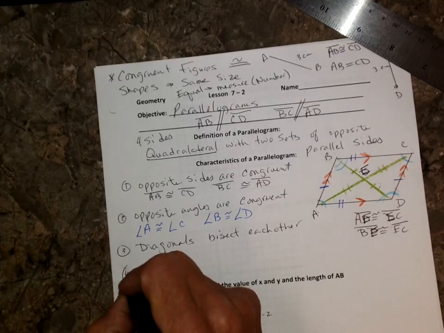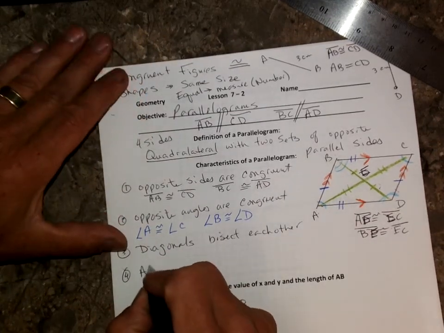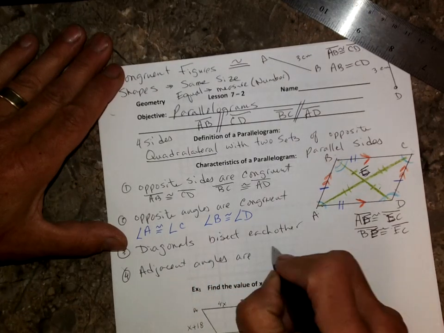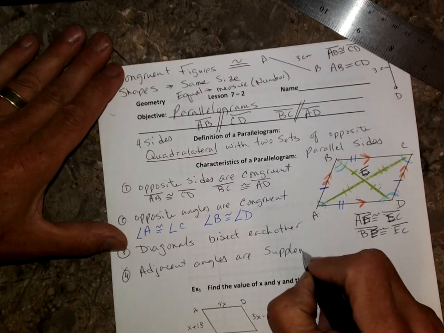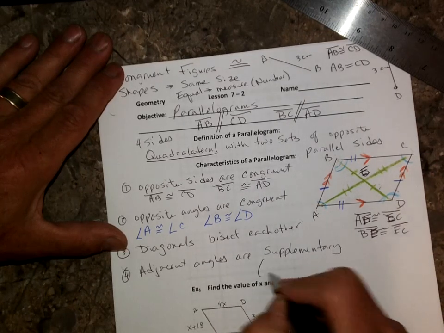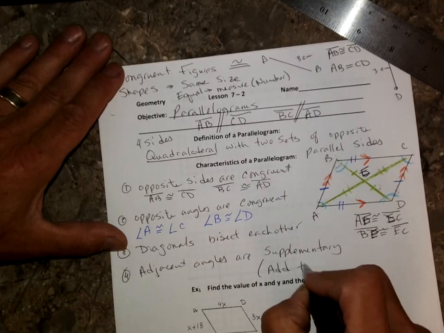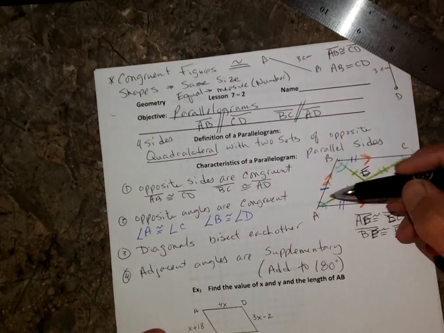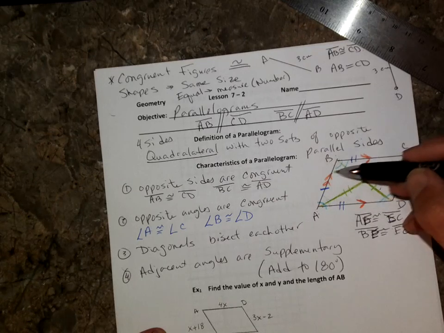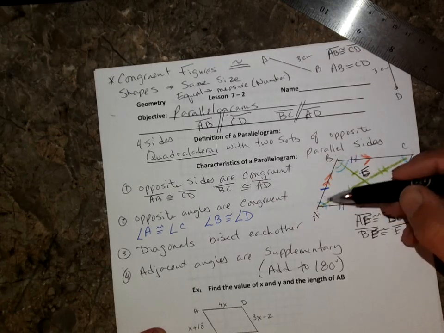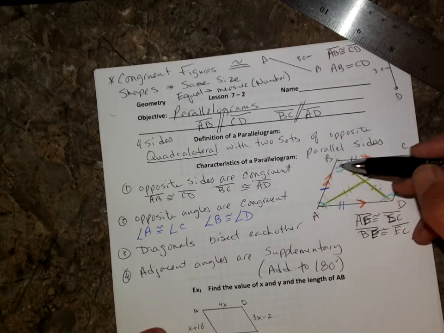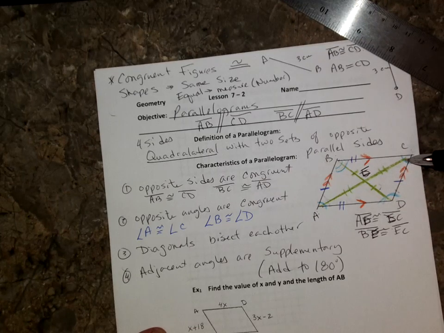And the fourth thing we're going to talk about is the fact that adjacent angles are supplementary, which means they add to 180 degrees. So an example: if A was 60, B would be 120. They have to add up. If A was 80, B would have to be, I'm sorry, 100. If A is 80, B would have to be 100. If B is 100, C would have to be 80. If C was 80, D would have to be 100. So they have to add up to 180 degrees.